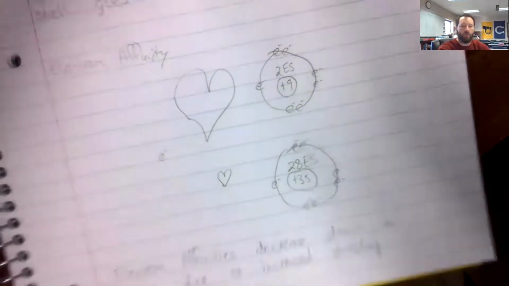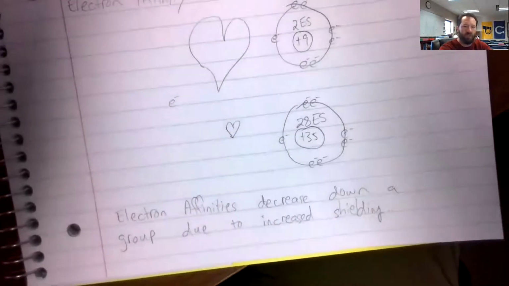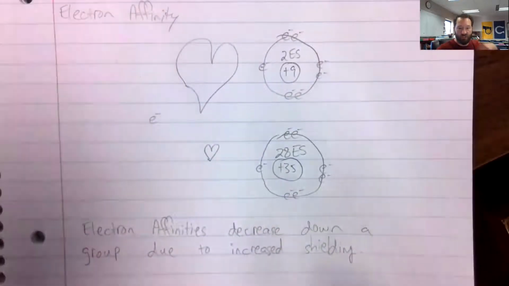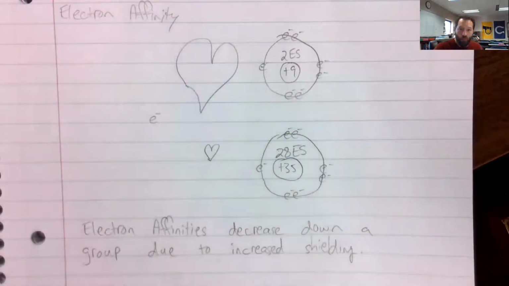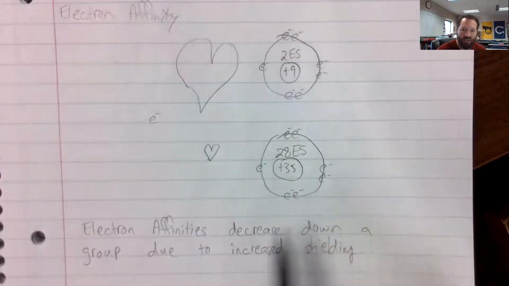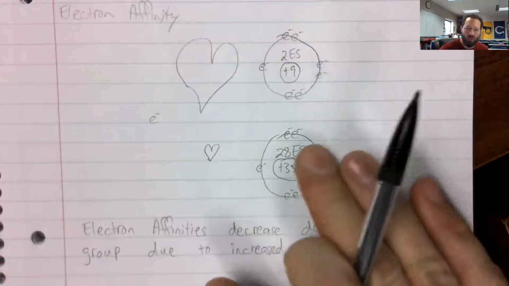As you move down a group, the electron affinity is going to decrease. The amount that that atom wants that electron is going to decrease because of increased shielding.